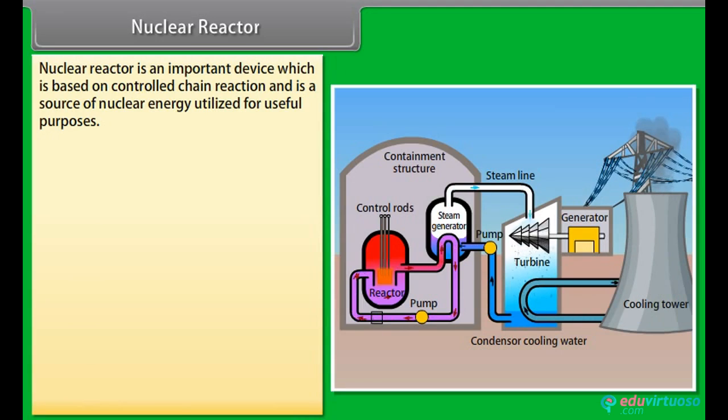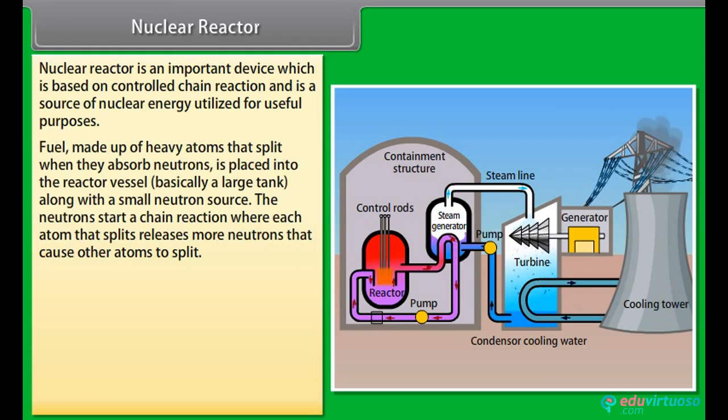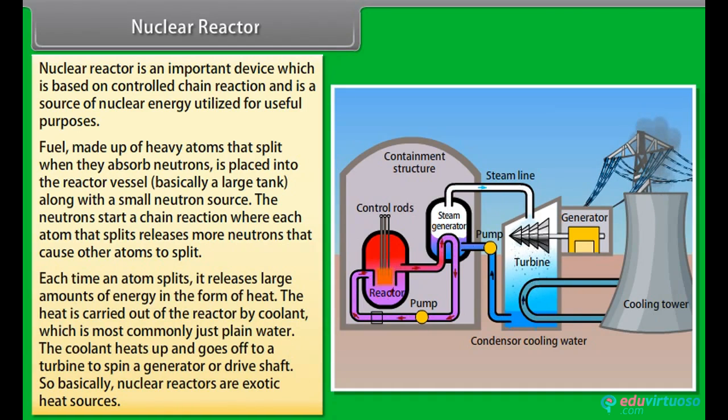Nuclear reactor. Nuclear reactor is an important device which is based on controlled chain reaction and is a source of nuclear energy utilized for useful purposes. Fuel made up of heavy atoms that split when they absorb neutrons is placed into the reactor vessel, basically a large tank, along with a small neutron source. The neutrons start a chain reaction where each atom that splits releases more neutrons that cause other atoms to split. Each time an atom splits, it releases a large amount of energy in the form of heat.